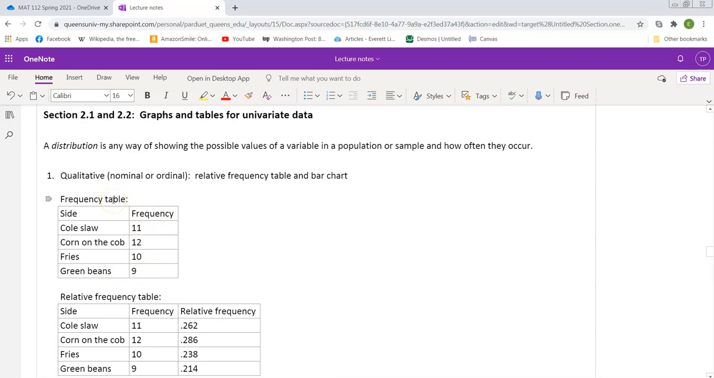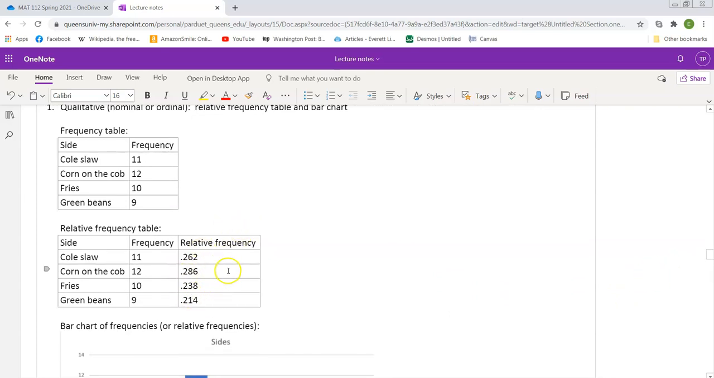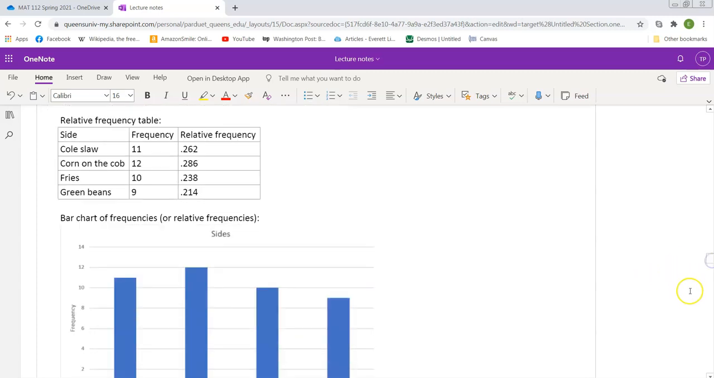Okay, so you could call this the frequency table, the frequency distribution, the frequency distribution table. As long as you know those terms, you're fine. All right, so these are the frequencies. If we want to see the relative frequencies, that's just the percentages of the total. So we have 42 customers, so 11 out of 42 would be 26.2%. 12 out of 42 is 28.6%. So that's what the relative frequencies are. So those are the tables.